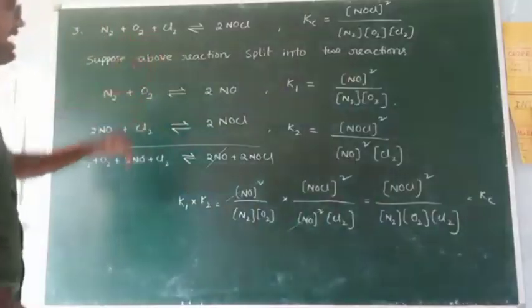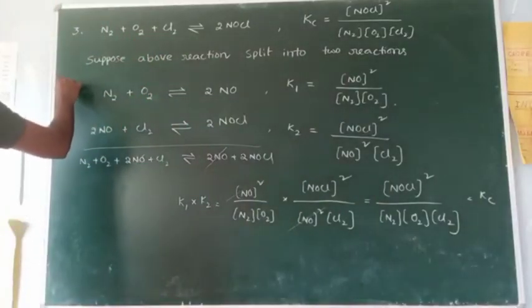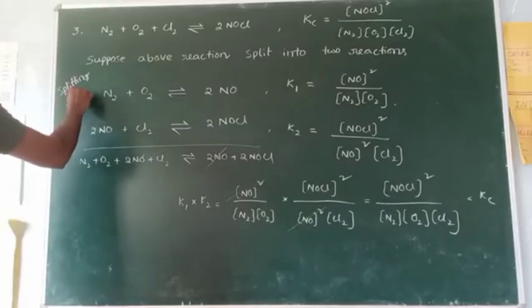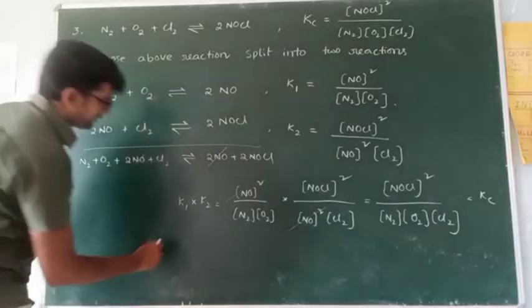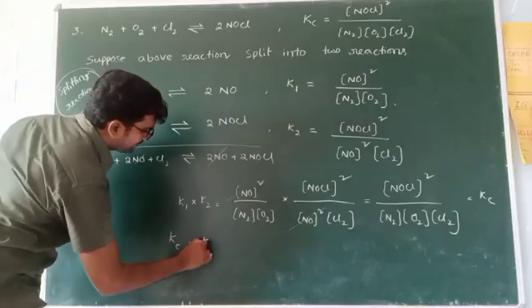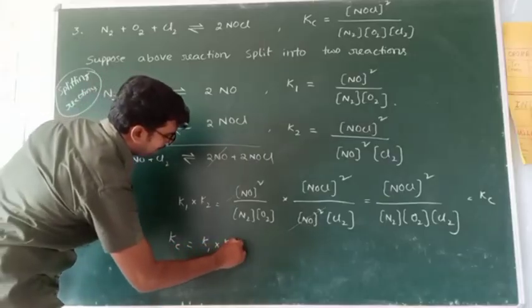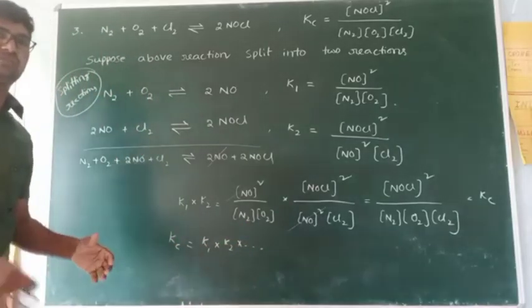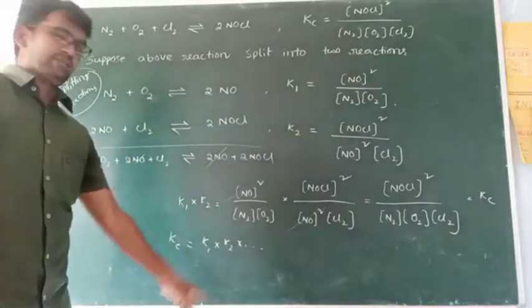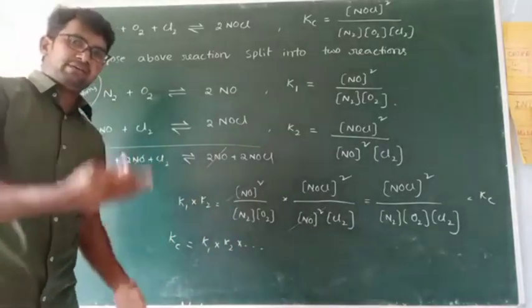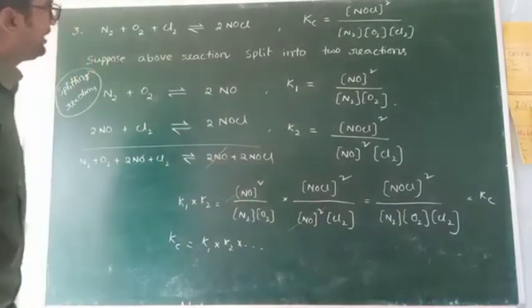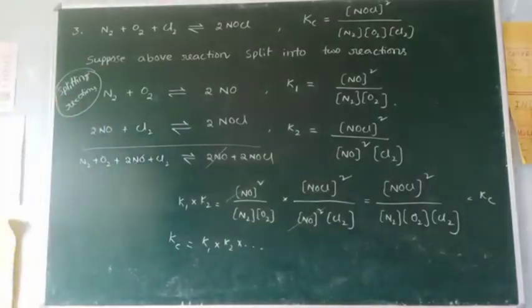So for splitting reactions, Kc is equal to K1 into K2 into so on. For example, if it is split into 2, K1 into K2. If it is split into 3, K1 into K2 into K3. Okay? This is about the stoichiometric reaction.